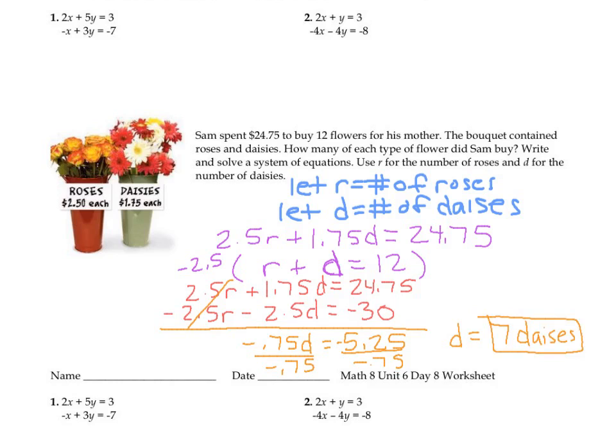So now we need to find our number of roses. So we can plug our 7 for D into one of the equations. So the easier equation to work with would be the R plus D equals 12 equation. So we know D equals 7, so we have R plus 7 equals 12 when we substitute 7 in for D. Subtract 7 from both sides, and we get R equals 5. And since R is the number of roses, our answer is 5 roses. And that's it for this video.